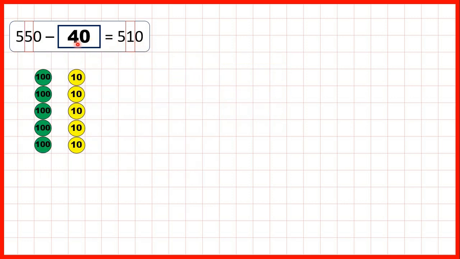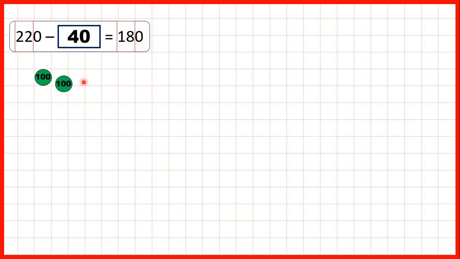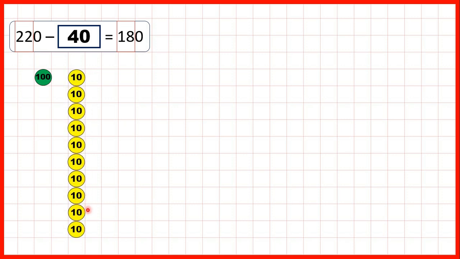Now we could also show our missing number subtractions using place value counters. So we can start with 5 hundreds and 5 tens, but to get to 5 hundreds and 1 ten, we need to take 4 tens away, so that's subtracting 40. And then we can start with 220. We need to get to 180. We can subtract 1, 2 tens, then exchange one of our hundreds for 10 tens, then subtract 3, 4 tens, and because subtracting 4 tens leaves us with 108 tens, we know that our missing number must be 40.